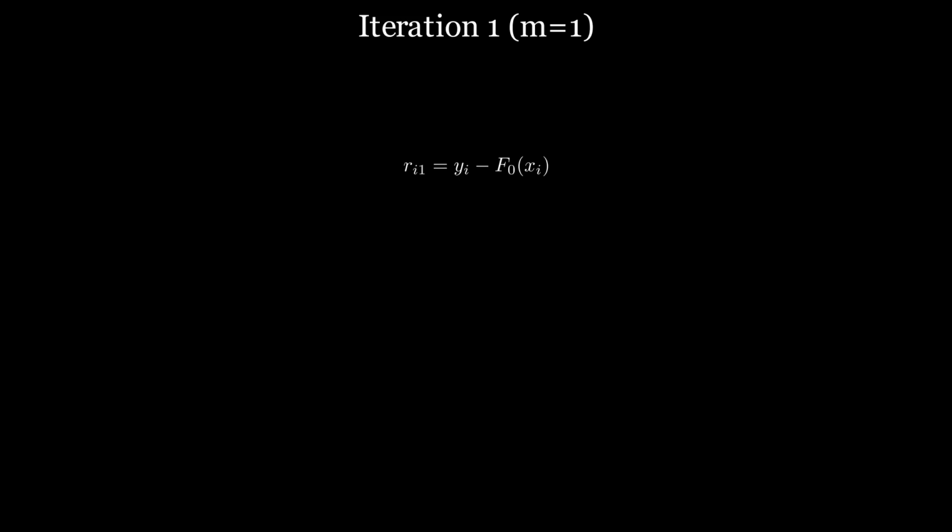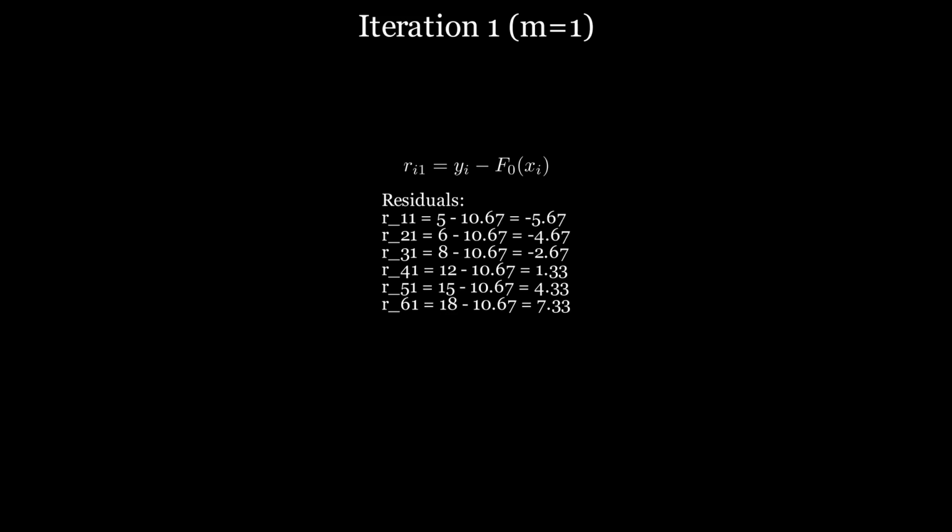Now for our first iteration. Step 2, compute the pseudo-residuals, which are just yi minus our current predictions, f0. For example, for the first point, the residual is 5 minus 10.67, which is negative 5.67. We do this for all points.